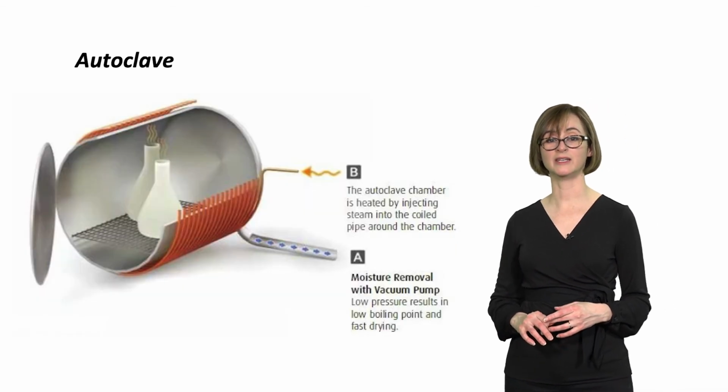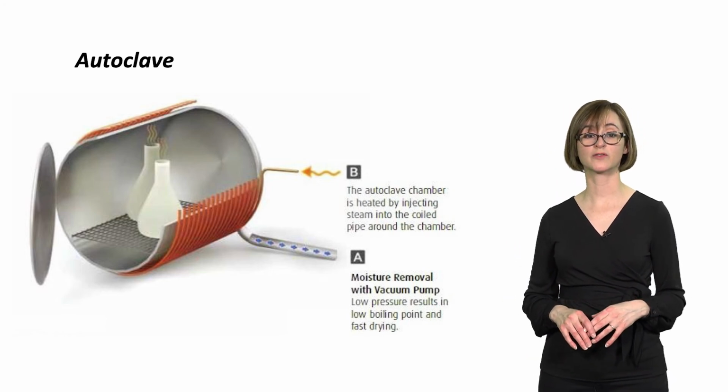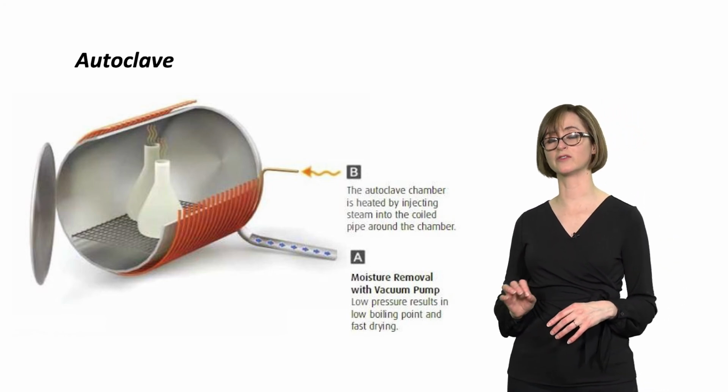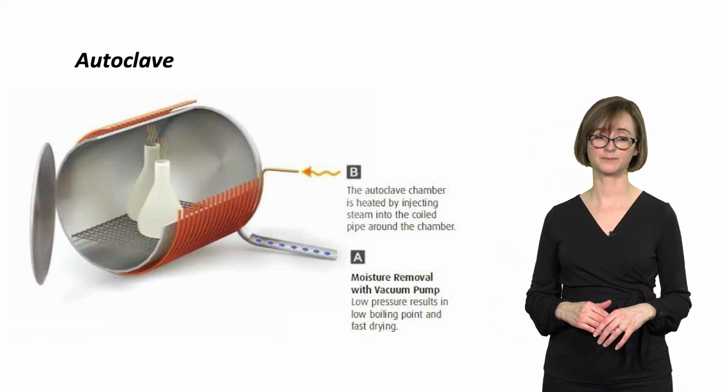Autoclaves use heat and steam and vacuum to sterilize surfaces by killing bacteria. This method works for textiles, but it won't remove stains or soil. It will only prevent odor-producing bacteria from growing.